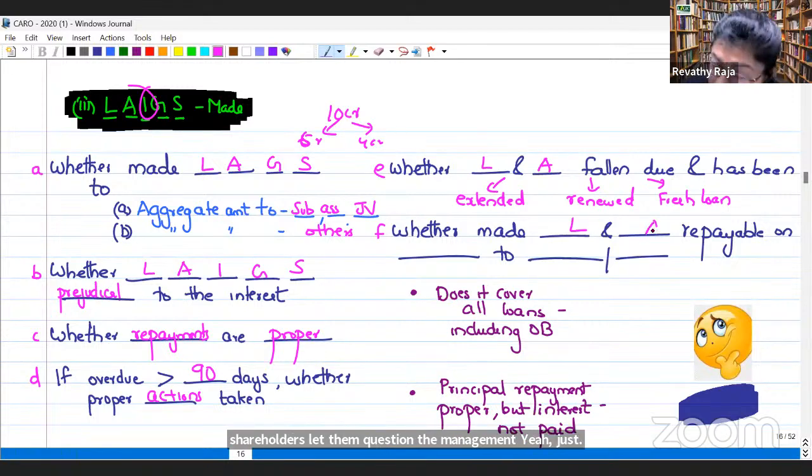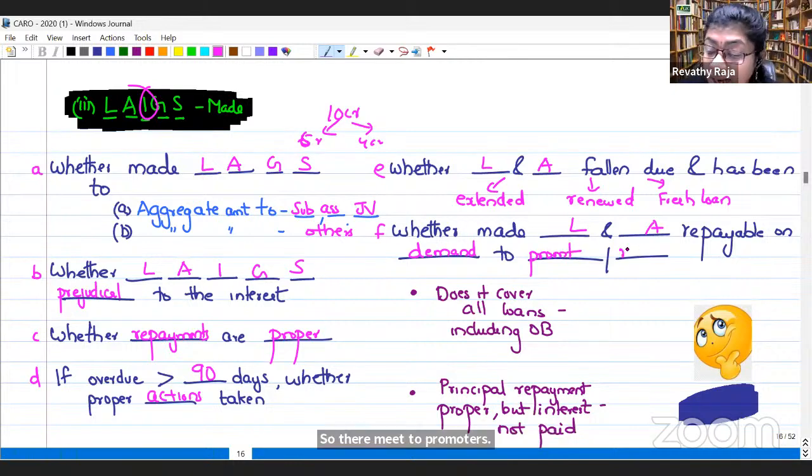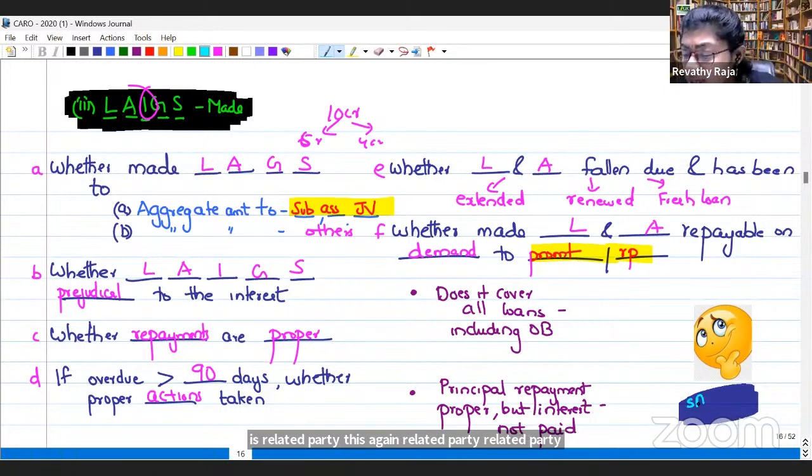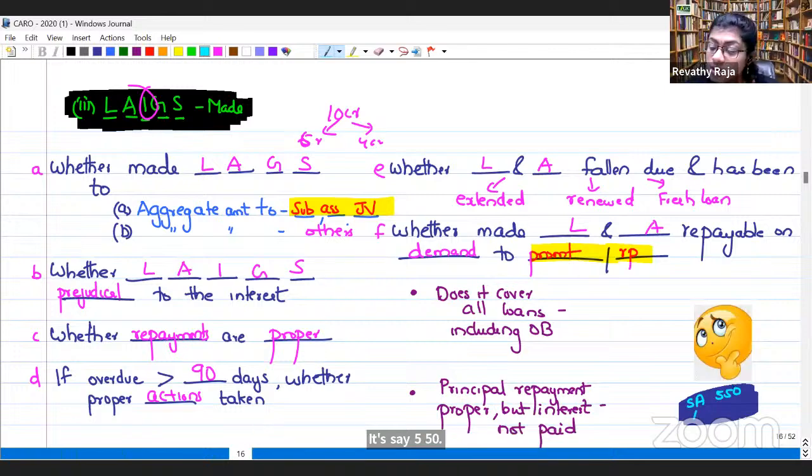Finally, loans and advances repayable on demand, whether made to promoters and related parties. Come on, many times we have said, this is a related party, this again a related party. Tell me, you are waiting for me to ask about the standard. Very good. Related party AS 18. Finally, Ind AS 24. Ignore Ind AS.